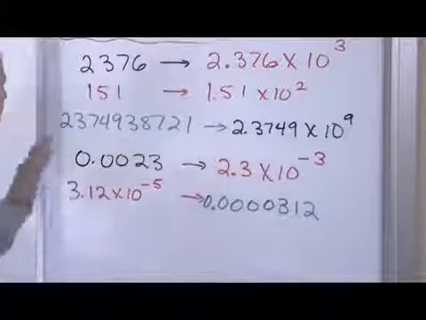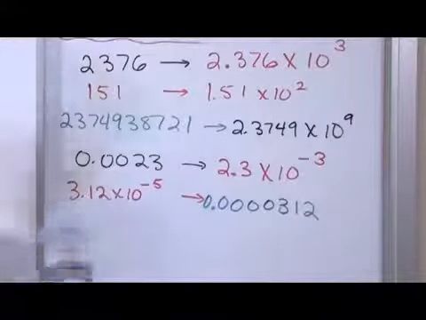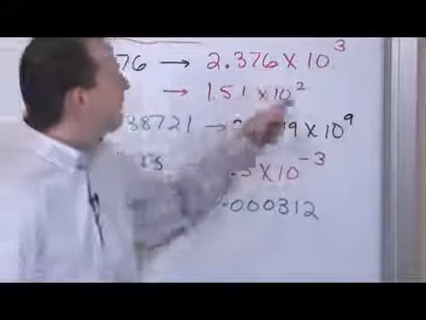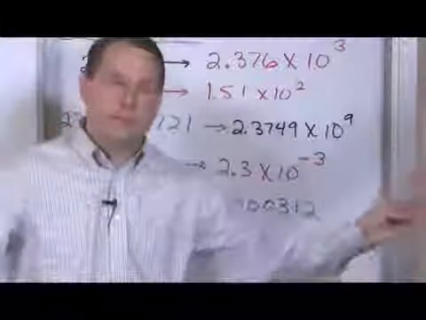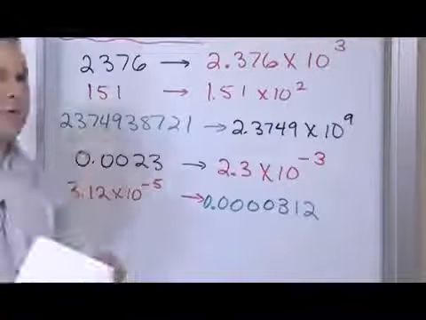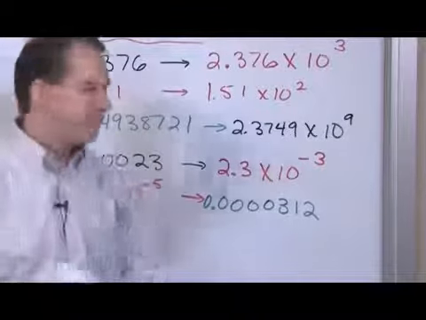But the critical thing to pull out here is if your scientific notation has a positive exponent, you're shifting the decimal point to the right. You're making a large number. If it's a negative exponent, you're shifting the decimal to the left, which means you're making a really small number.